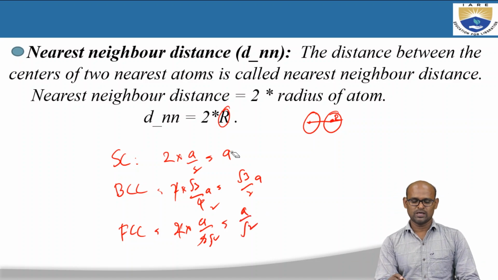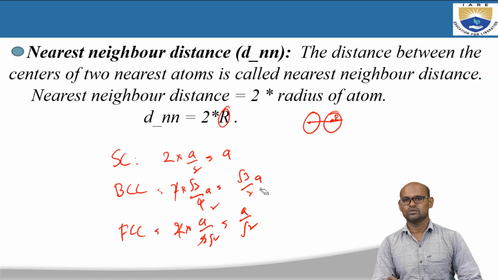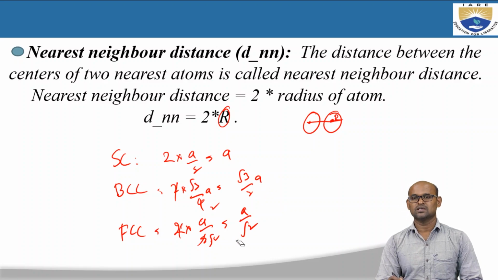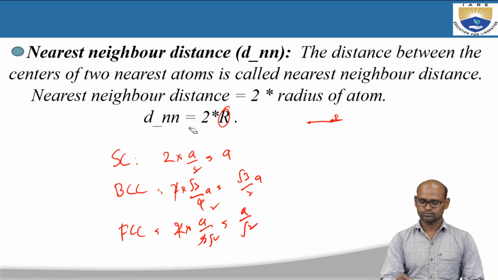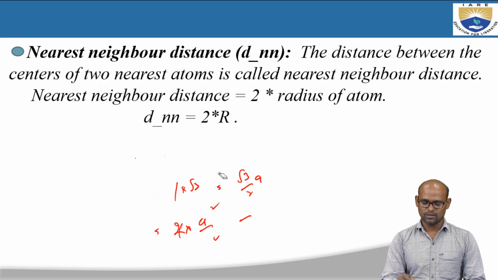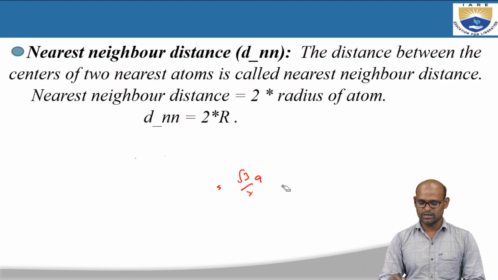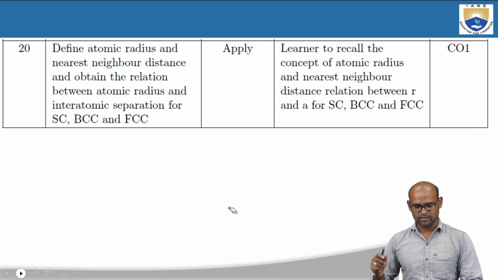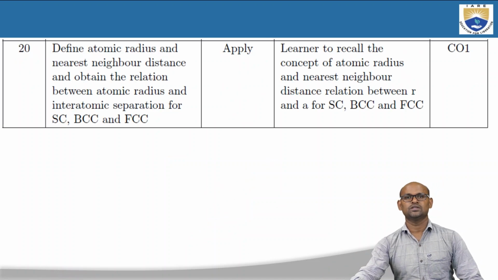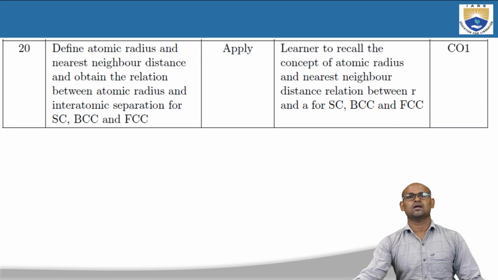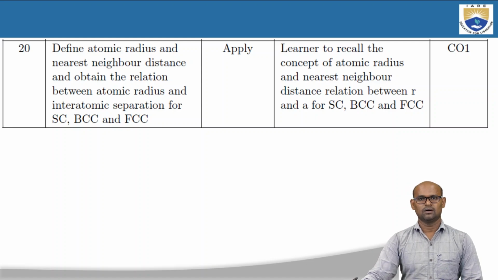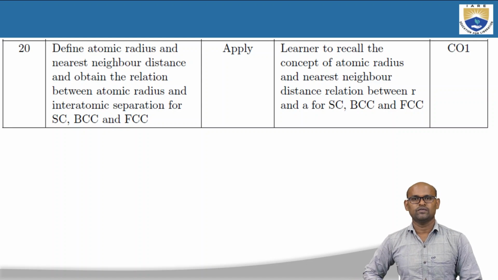For simple cubic it is a, body centered cubic is square root 3 by 2 a, and face centered is a by square root 2. So we have answered the question: nearest neighbor distance, atomic radius, coordination number, and atomic packing fraction. The last question in part B is: define atomic radius and nearest neighbor distance and obtain the relation between atomic radius and interatomic separation for simple cubic, body centered cubic, and face centered cubic.